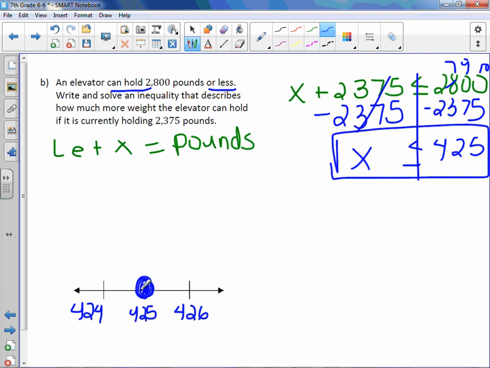Now let's pick a value to plug in. Let's pick 424. Is 424 less than or equal to 425? It is. So that's part of our solution, which means we shade to the left. We draw a left arrow.